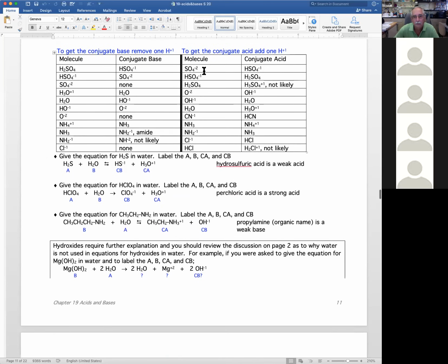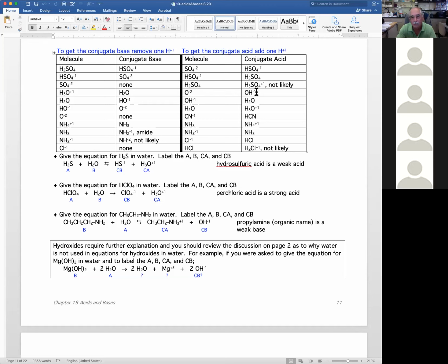If we look at getting the conjugate acid, we simply add an H plus. So here's sulfate, we get hydrogen sulfate. Here's hydrogen sulfate, we get sulfuric acid. Here's sulfuric acid. Could we get this? The answer is not likely, but could we do it? Yes, we could. We simply have to have an acid that is stronger than sulfuric acid.